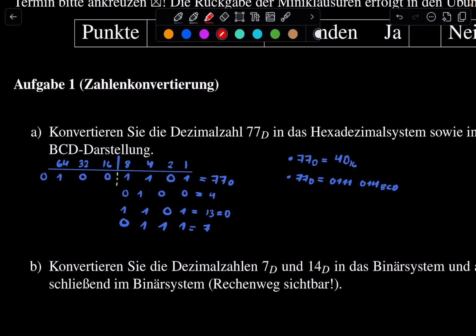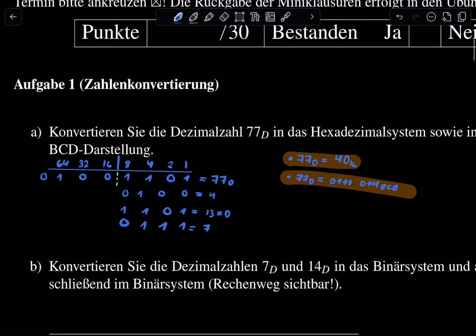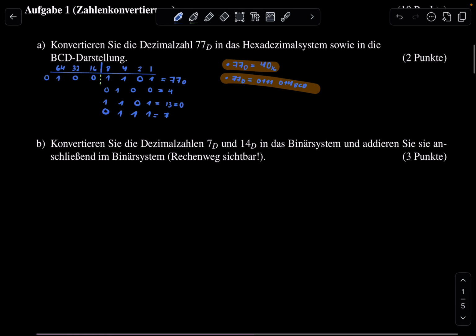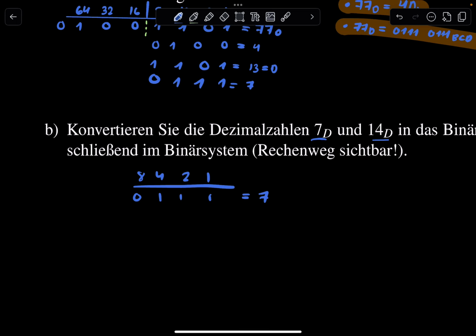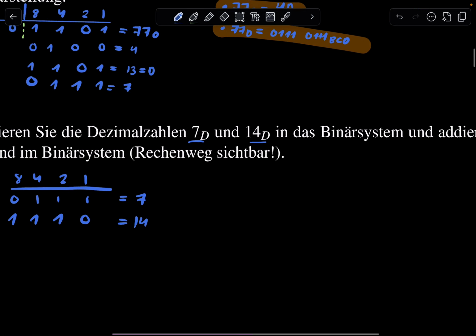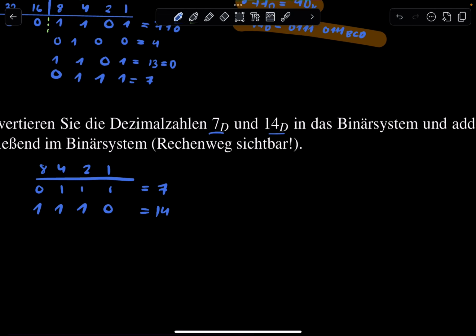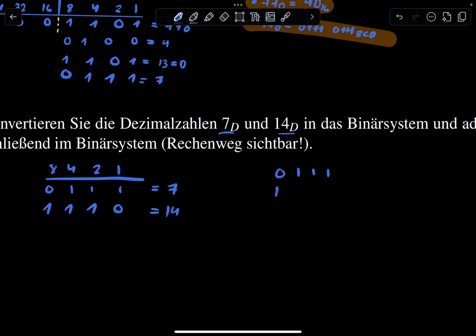So those are our 2 solutions that we require here. Now they're asking us to change the decimal numbers to 14 and 7. Again, we make a little table. 8 is enough for our 2 values. So 7 is going to be this, and then we want 14, which is everything except 1. We want to add these numbers: 0111 and 1110. It's easy.